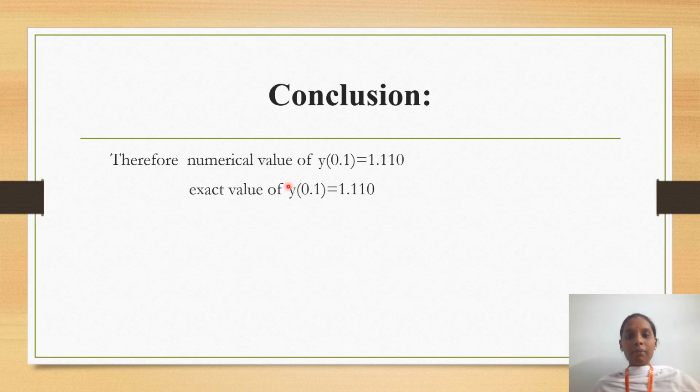In conclusion, the numerical value of phi of 0.1 is 1.110. The exact value is also 1.110. Hence it is proved according to Picard's method formula. By using Picard's method approximations, we can continue the procedure until we reach the desired accuracy. Since both are equal, we can conclude that.